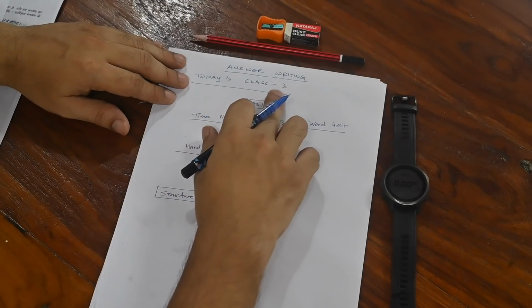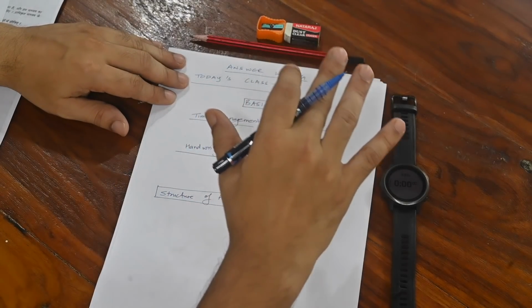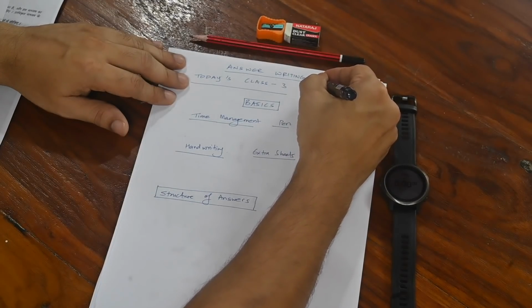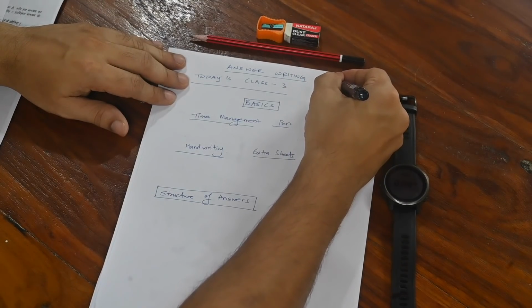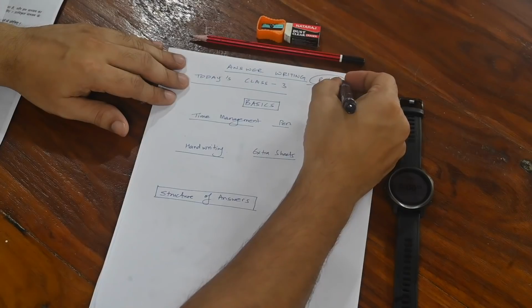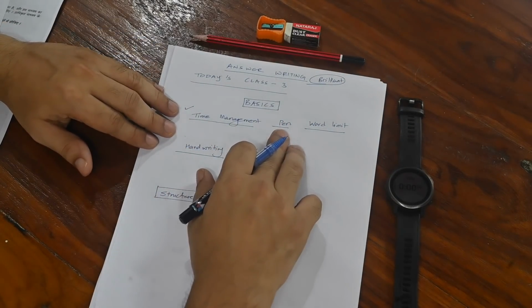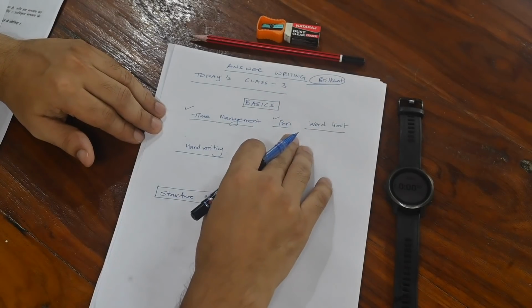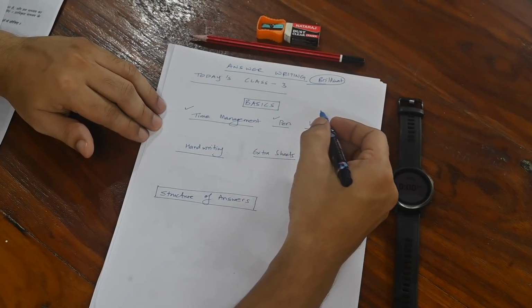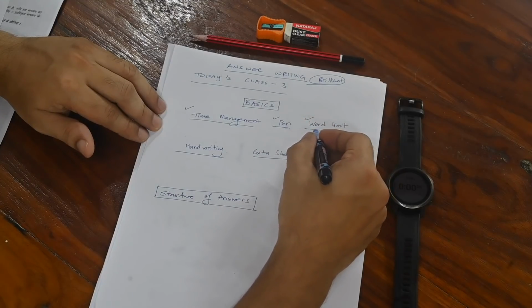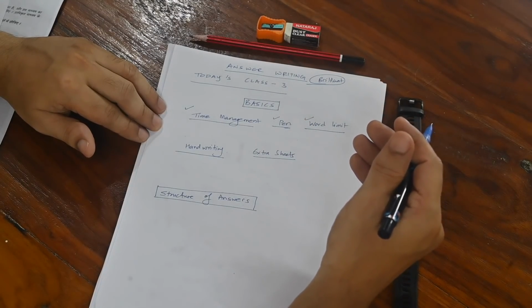So in today's class, which is class 3 of answer writing, how to write excellent answers, how to write brilliant answers, I'm going to focus on some basics, such as time management. I'm going to focus on what kind of pen you can use. These are very basic things, and I'm sure you can figure them out yourself also. I'm going to focus on the word limit and how to manage that word limit.